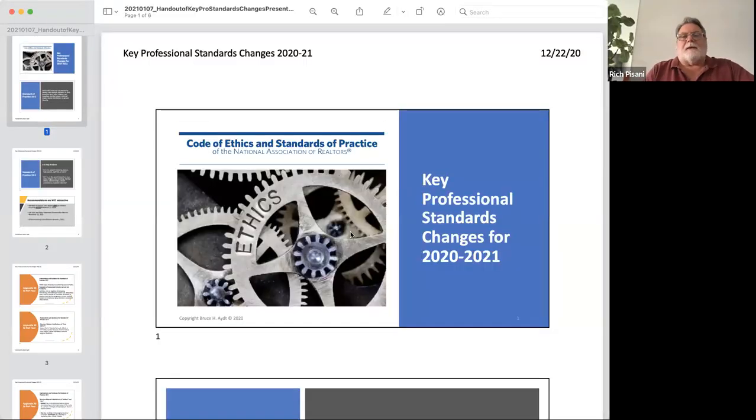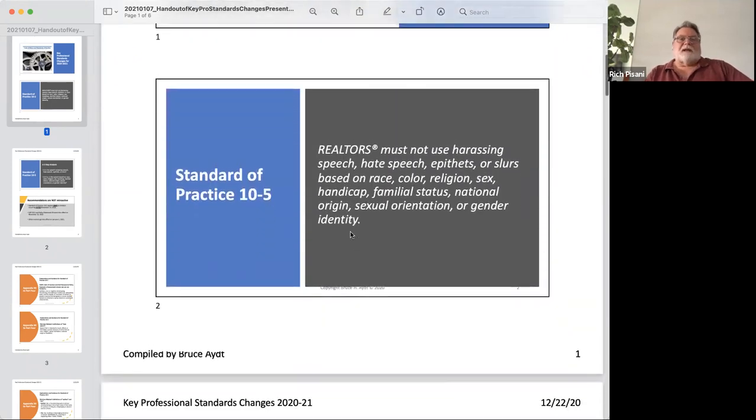Back in November of last year, because of events going on in our country, NAR made a change to the standard of practice, and it's standard of practice 10.5. I'm going to share my screen so that we can see what we're all talking about. All right, there you go. So, key professional standard changes for 2020 to 2021.